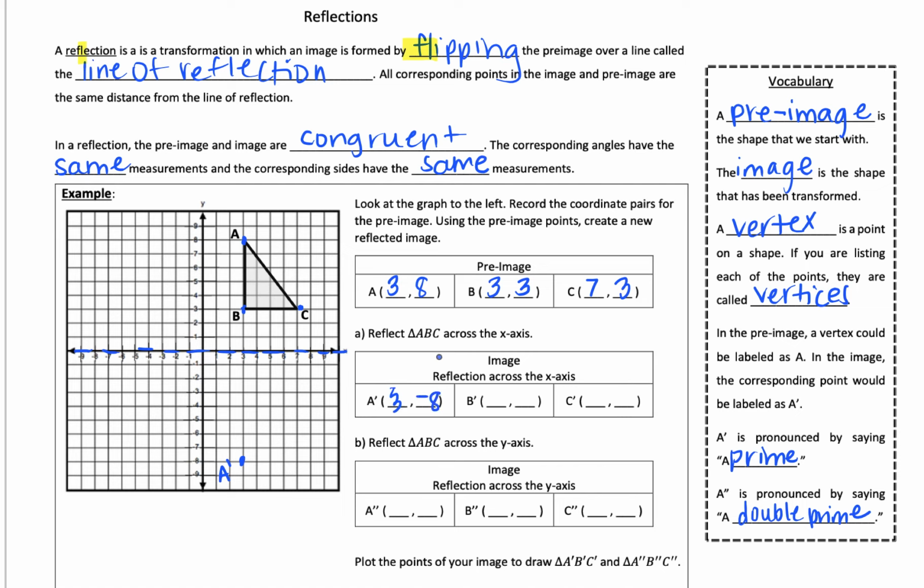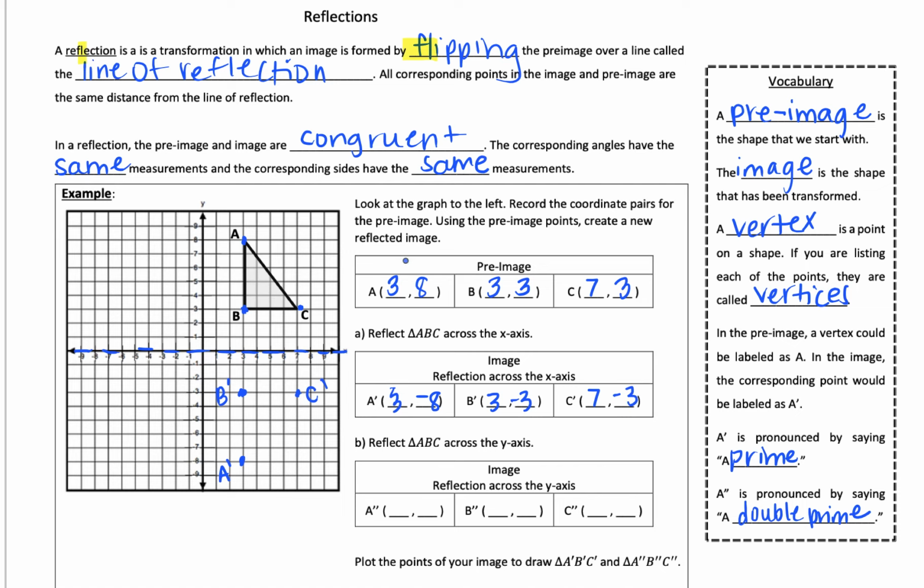Then for B prime, I start at point B. It's 1, 2, 3 units away from my line of reflection, so I count 1, 2, 3 units in the other direction, and B prime will be at 3, negative 3. And then finally for point C, we are 3 units away from the line of reflection. We count 3 units in the opposite direction, so we have C prime at 7, negative 3.